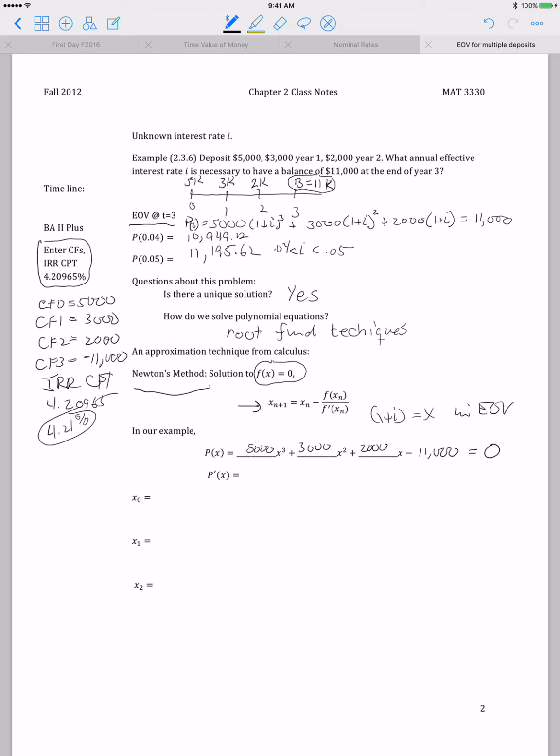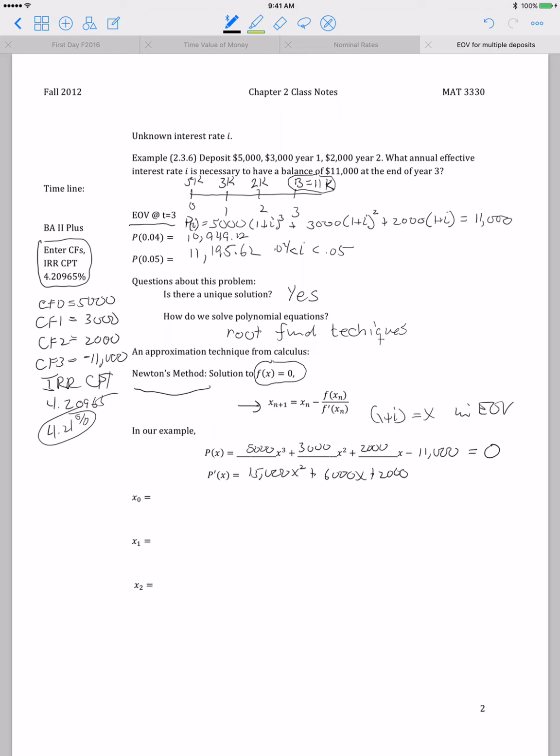And looking up at Newton's method, I not only need my polynomial, I'm going to need the derivative of my polynomial in the denominator. So I'm going to take the derivative, bring the power down and raise it to the 1 less power, and I'm going to get 15,000x squared plus 6,000x plus 2,000. And I'm going to use that derivative in Newton's method.